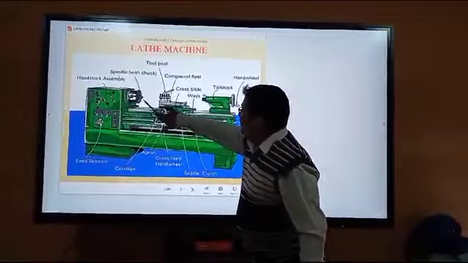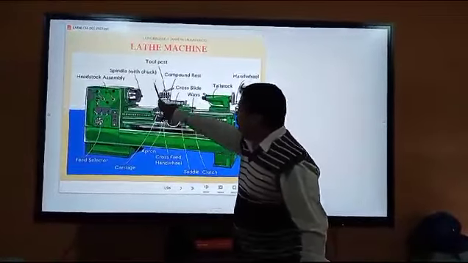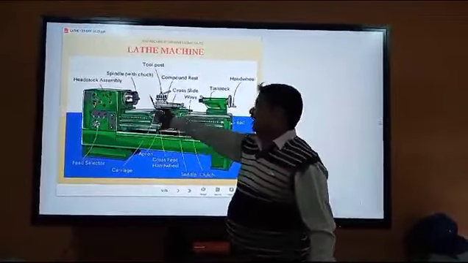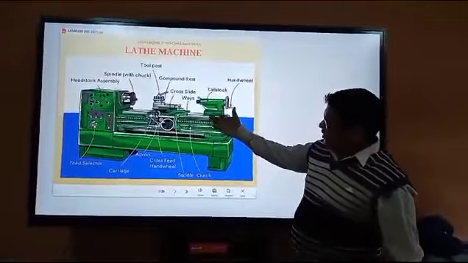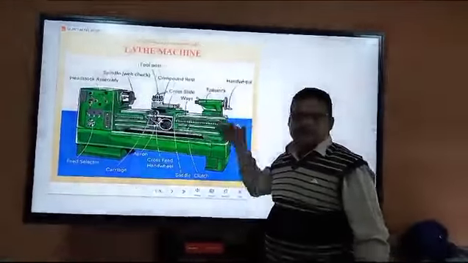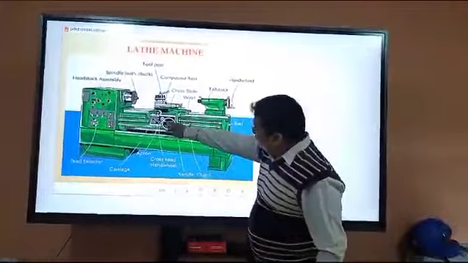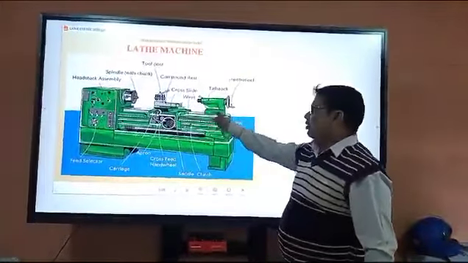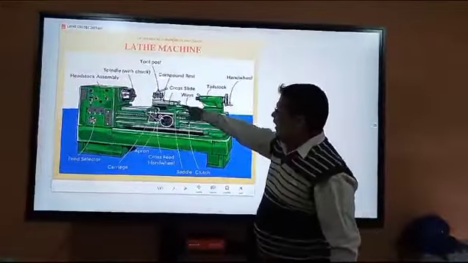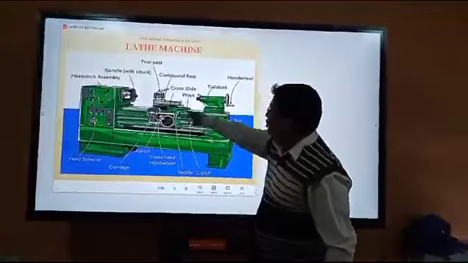Then the next vital part is this one. It's a movable part. This part's name is the carriage, and this carriage has to and fro motion, or you can say reciprocating motion. You can move this carriage either from right to left or left to right. And this carriage again has 5 sub parts.